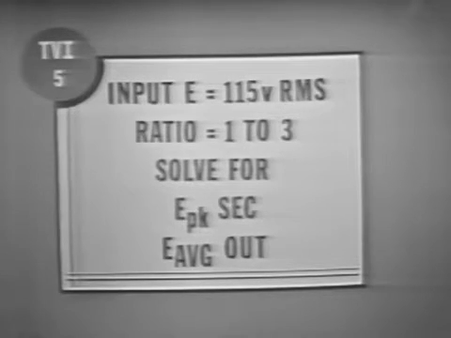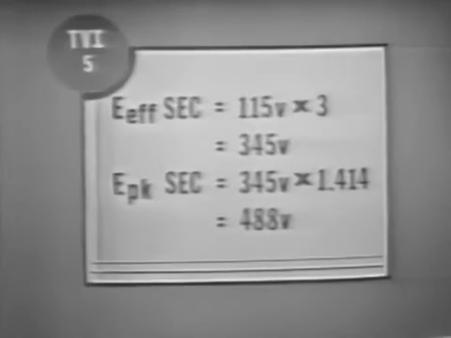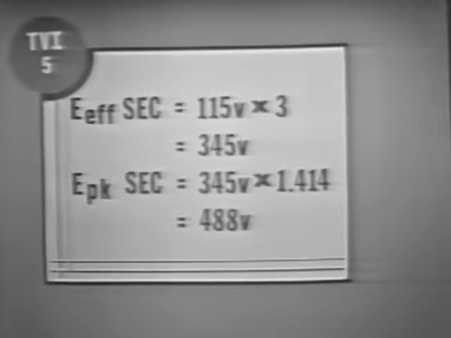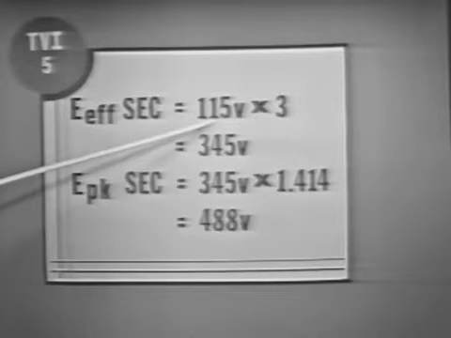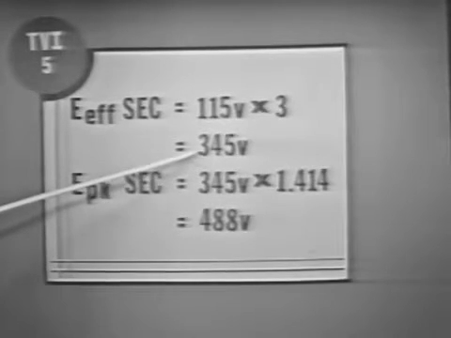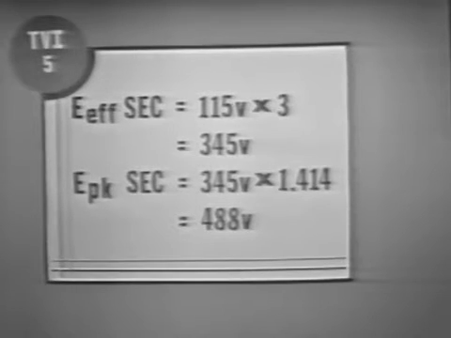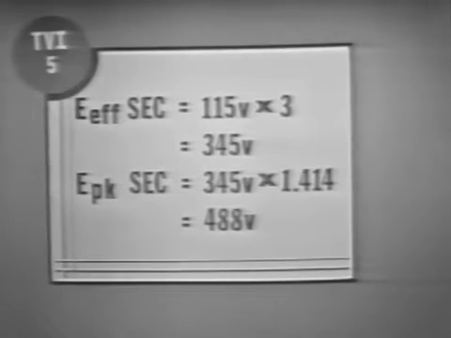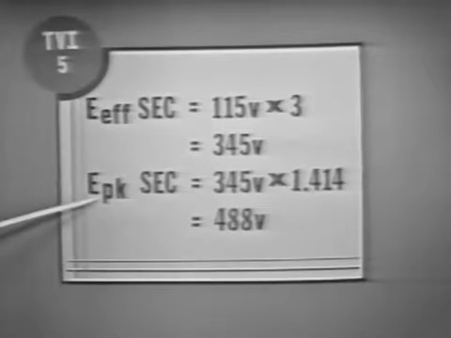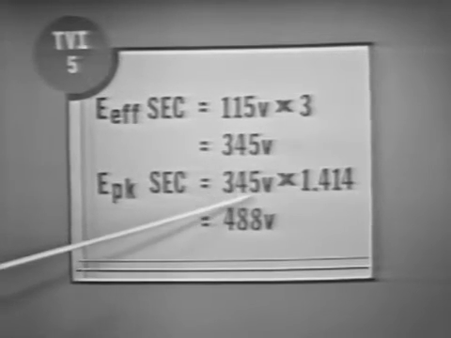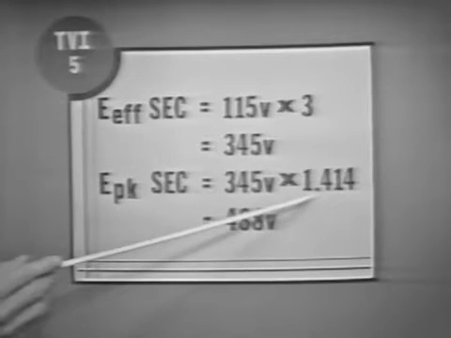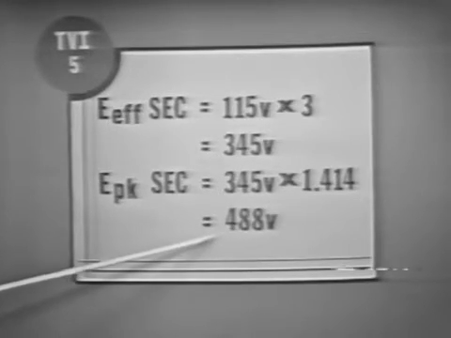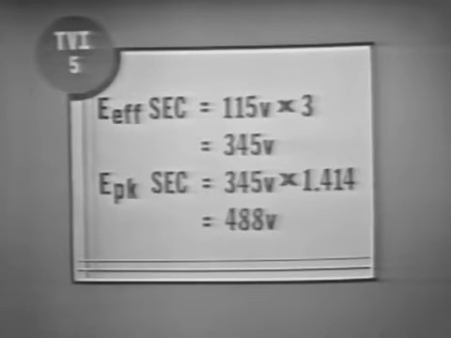Well, the first thing to do is determine the secondary voltage using this step-up ratio of 1-to-3. So, 115 times 3 equals 345 volts. That's the effective secondary voltage. Now we can convert the effective voltage to peak voltage. Substituting, we have 345 volts times 1.414 equals 488 volts. And that's the peak secondary voltage.